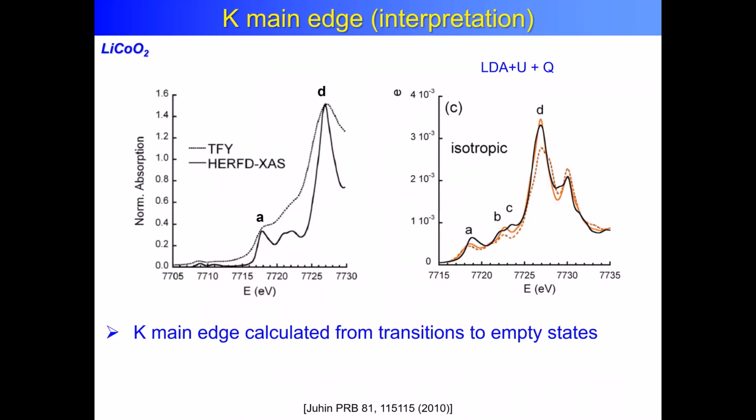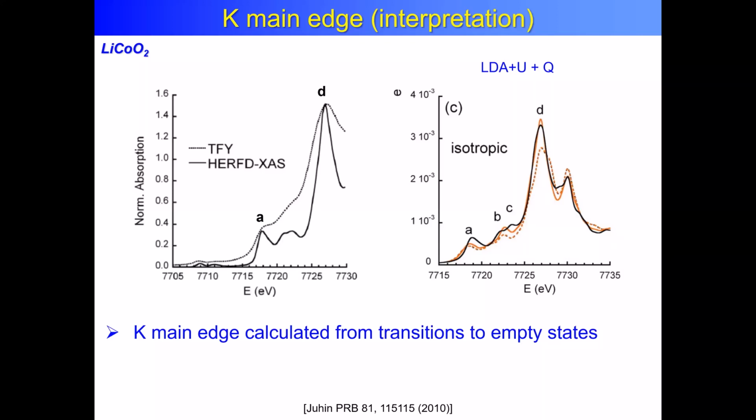These are some calculations we did 10 years ago. Amelie Juhain did experiments on lithium cobalt oxide and calculation. So on the left is the experiment. The cobalt K-edge of lithium cobalt oxide, so 7710 is the pre-edge, very small here. Then at 7715 the edge starts. Again, both the total fluorescence yield and the HERFD spectrum are shown, so you can see the nice improvement in resolution of the HERFD. And on the right is a calculation.